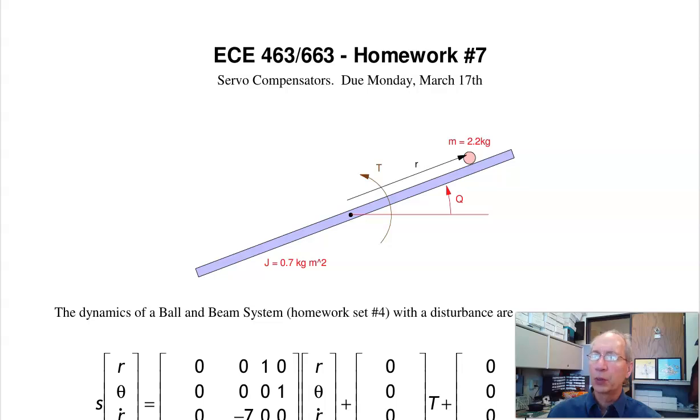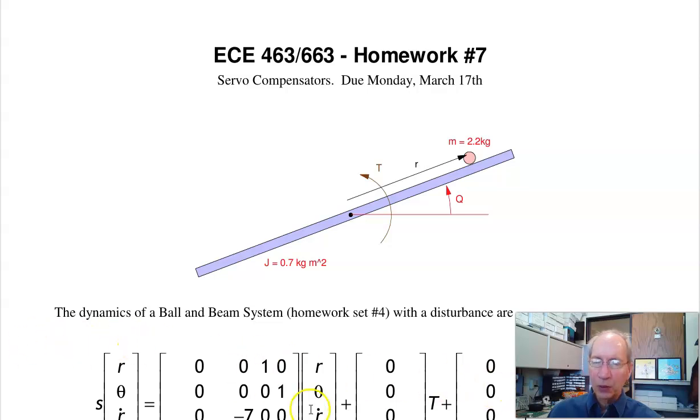Here are solutions to homework set number 7 for ECE 463-663 Modern Control. This homework set looks at servo compensators. The problem we're looking at is trying to control a ball and beam system so that the ball winds up at a given spot in spite of modeling errors.